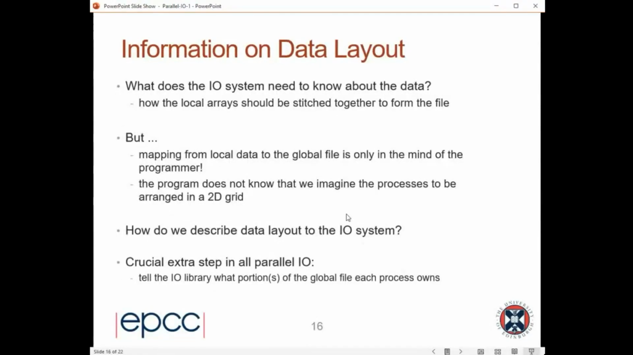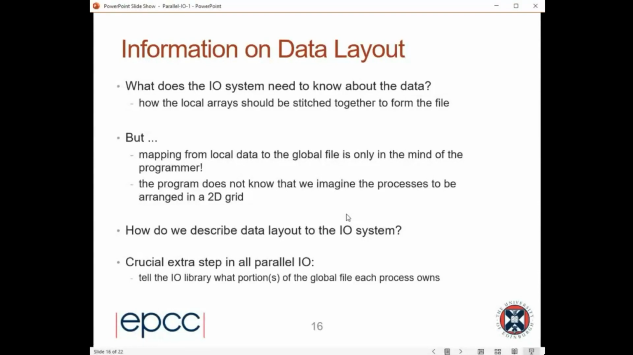So, you know, the fundamental difference between parallel I/O and serial I/O is that in parallel I/O, you have a lot of processes that own their own data. You need to tell the I/O system how these local arrays should be stitched together. You need to say, look, I'm process 3, and I own the top right-hand corner of the data. Okay? That is not required in serial because a single process owns the entire data.